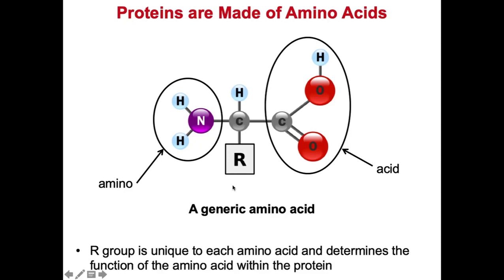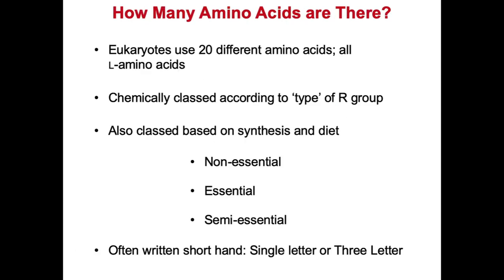The R group here is unique to each amino acid, and this can change in its size or length, and the chemical characteristics of this R group give each amino acid its unique function. So there are many hundreds, possibly thousands of amino acids, but in eukaryotes or in nature, we only use 20 different amino acids, and all of these are of the L stereoform.